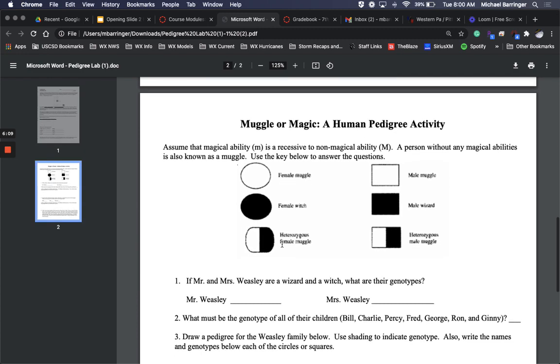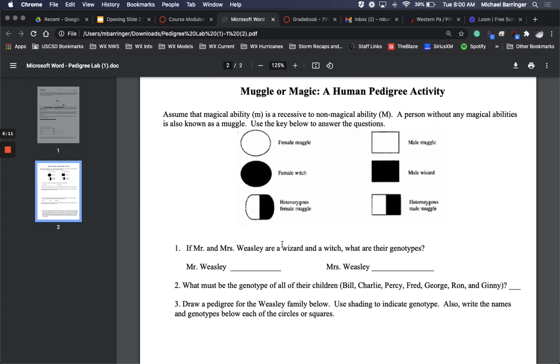Now, as you go down here to the Harry Potter part, you're going to see that I point out a couple of additional things. So magical ability is recessive. A person without any magical abilities is known as a muggle. So magic versus muggle. Magic is obviously they have magic abilities. They're going to be a witch or wizard. Non-magical is called a muggle. So muggle is going to be dominant.